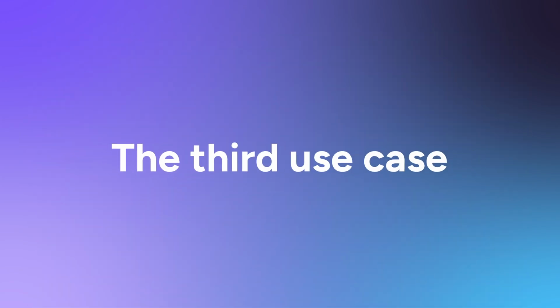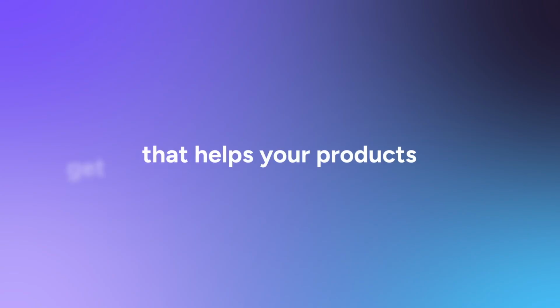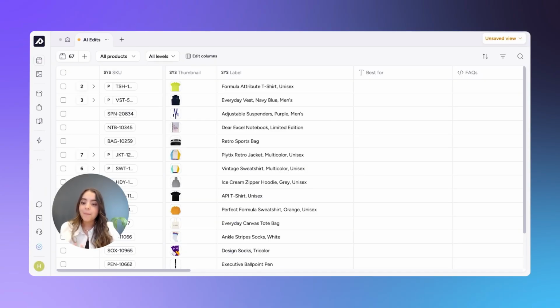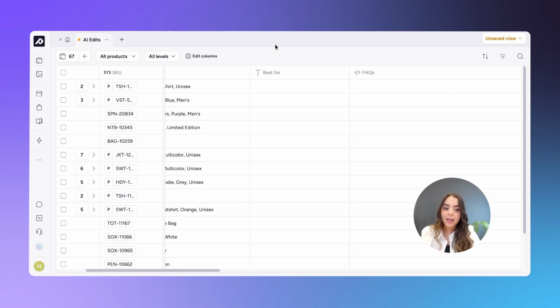The third use case is creating content that helps your products get recommended in agentic searches. This means creating fields that make it easier for AI search engines to understand when your product is a good fit for a customer. That can include fields like best for statements, frequently asked questions, or use case summaries, for example. Let's say I want to create a best for statement here.